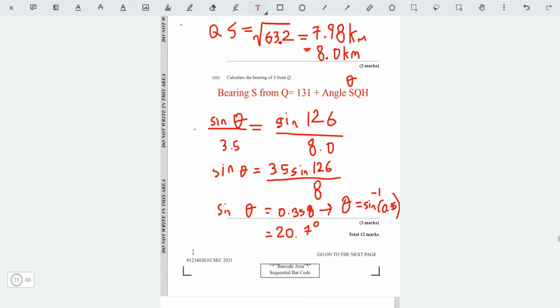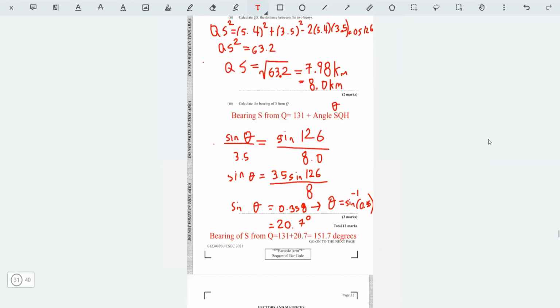Since theta is 20.7, now I can give them the bearing. The bearing of S from Q is equal to 131 plus 20.7, which is 151.7 degrees. That's the bearing of S from Q, 151.7 degrees. All right, nice. I'll finish this question, easy. That's a trigonometry question there.